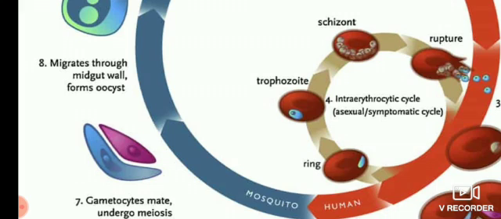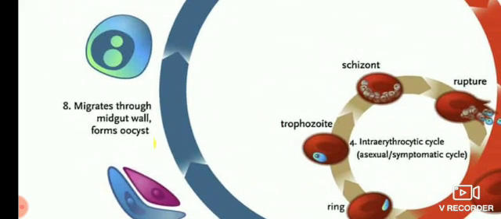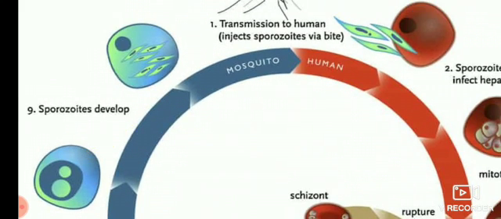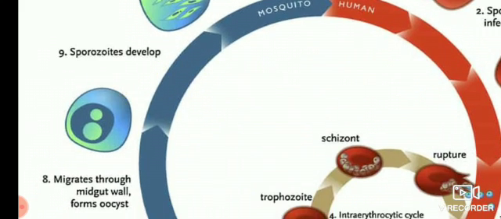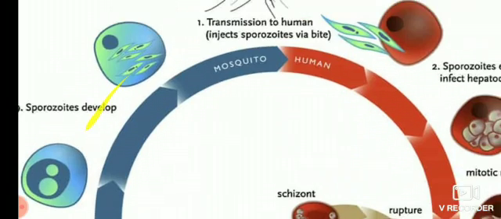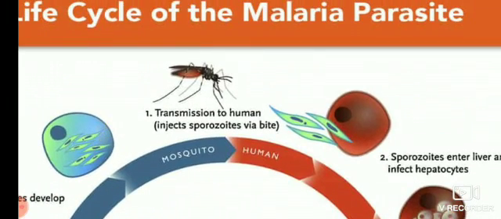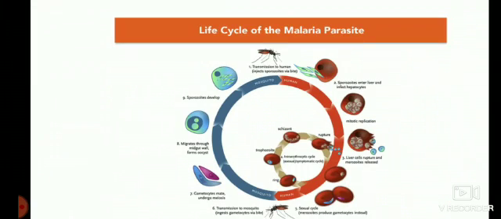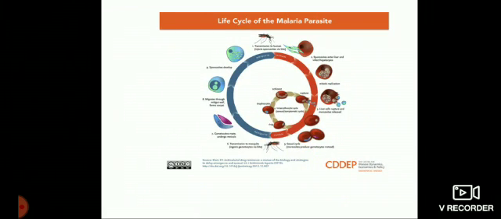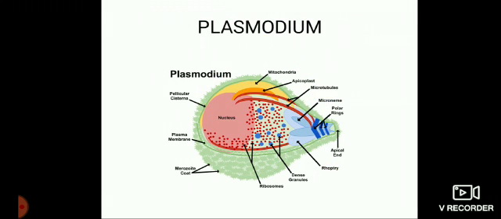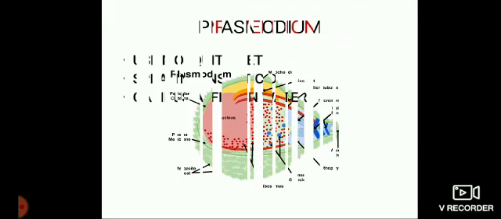She picks up these gametocytes which migrate to the intestine. In the intestine they form the oocyst. The oocyst ruptures to form many sporozoites. Sporozoites come to the saliva of the mosquito. They are again injected. You can see here the picture of the plasmodium. This plasmodium is actually the causative agent of the malaria.